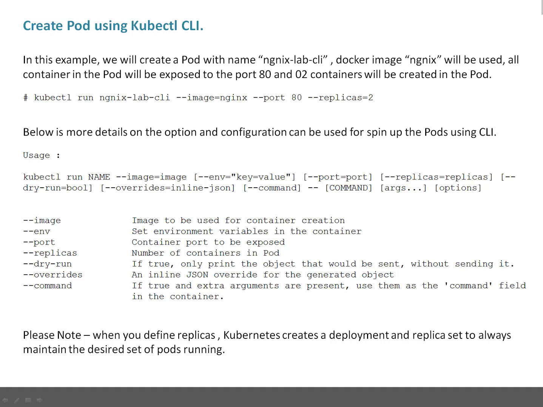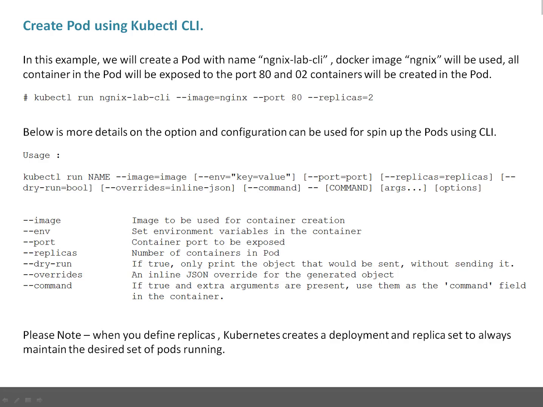In this example, we are going to create a pod with the name nginx-lab-cli. The Docker image nginx will be used. All containers in the pod will be exposed on port 80, and 2 containers, or a replica of 2, will be created in the pod. To create a simple configuration, I thought to make things simple.